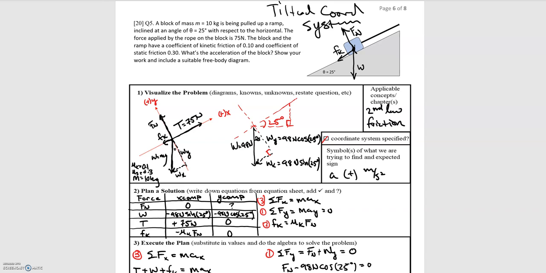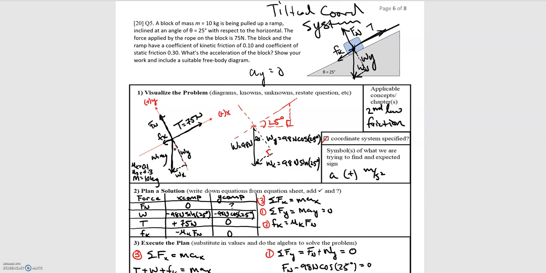That normal force should be drawn shorter than your overall weight vector, because what is that opposing? We have no acceleration in the y direction. a_y is equal to 0. So it must be opposing the y component of weight, W_y, which is always going to be less than the total weight vector. Your component is always going to be smaller than the actual vector. It's by definition.